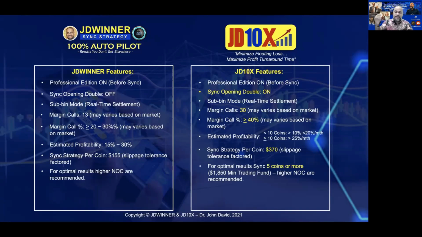So your total trading fund must be $1,850 for 5 coins. Can you see that? So that is what we recommend. So please do not join JD10X with 1 coin or 2 coins. All right. It is only 5 coins or more. That is what the recommendation is, because we don't want to give you a figure and later on that figure doesn't match your expectation and you question JD10X why you are not getting the result. If you don't get the result, it's just because you did not abide by the prescribed requirement for JD10X and also JD Winner. Please take note of that.